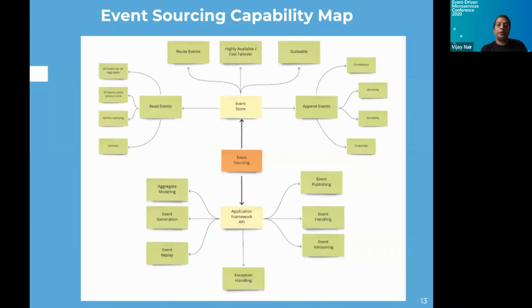From a logical infrastructure perspective, there needs to be an API in place that helps deal with these event sourcing operations. From a modeling perspective, you need the capability to model aggregates, generate events, replay events, handle exceptions that happen when handling events, publish the events, and finally, provide the capability to version events. And the framework needs to take care of all these concerns.